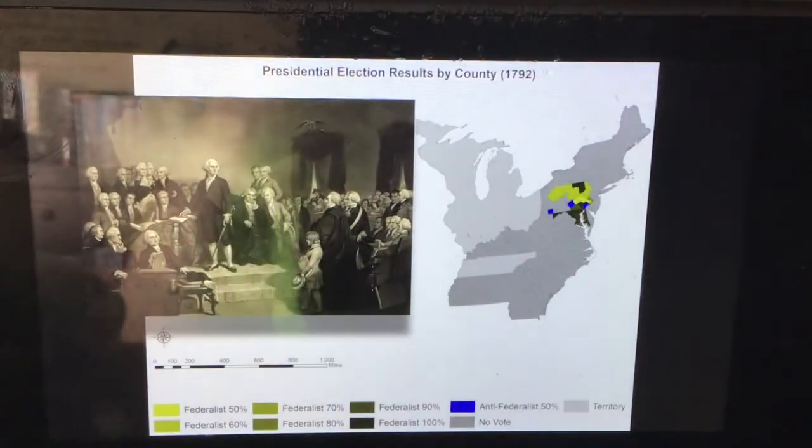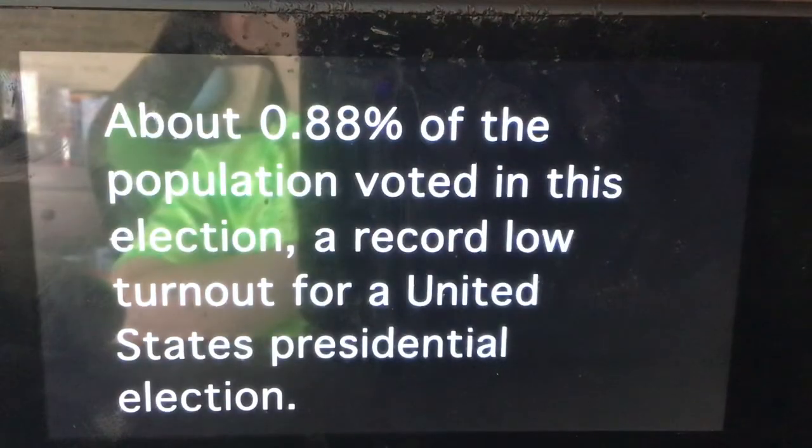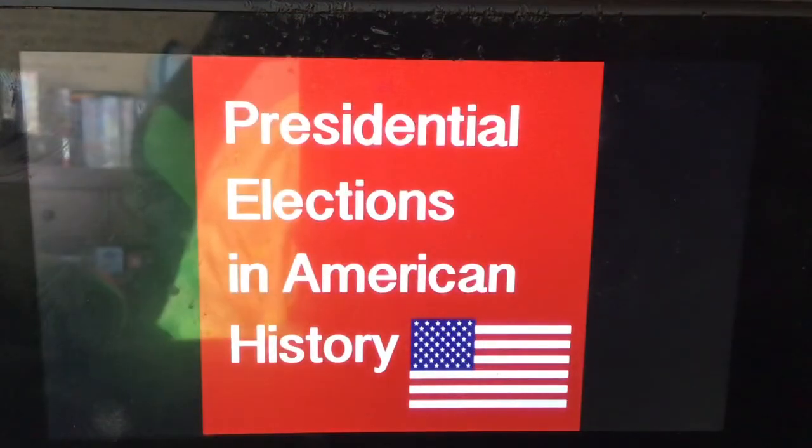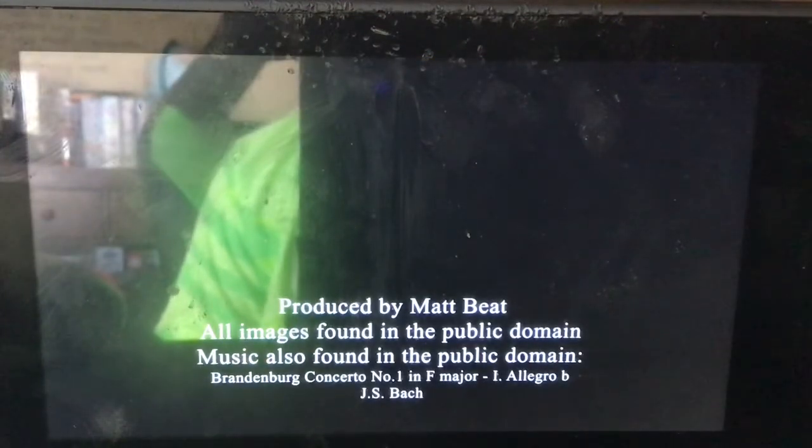Although the popular vote meant very little in 1792 due to many voting restrictions, Federalists won 91% of the vote, easily dominating over the Democratic Republicans. Voter turnout was super low. But they all knew George Washington was going to win, so what's the point of voting?